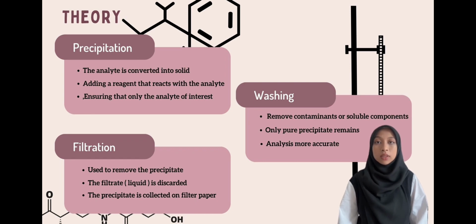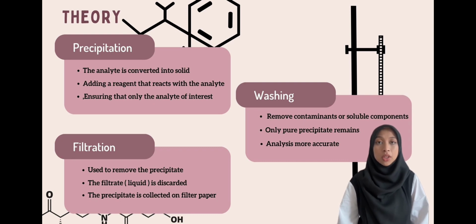So the first one is precipitation. The analyte is converted into a solid, which is an insoluble precipitate, by adding a reagent that reacts with the analyte to form an insoluble compound. The precipitation reaction should be selective, ensuring that only the analyte of interest is precipitated.